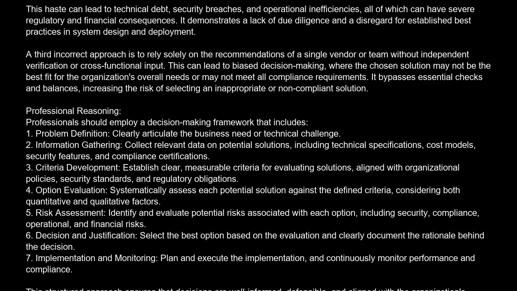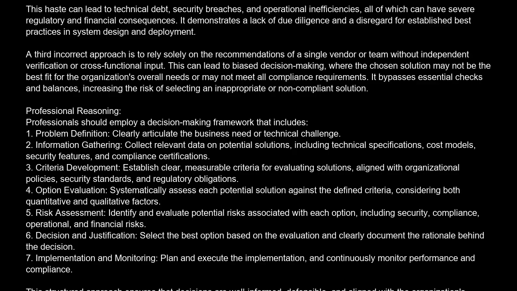A third incorrect approach is to rely solely on the recommendations of a single vendor or team without independent verification or cross-functional input. This can lead to biased decision-making, where the chosen solution may not be the best fit for the organization's overall needs or may not meet all compliance requirements. It bypasses essential checks and balances, increasing the risk of selecting an inappropriate or non-compliant solution.